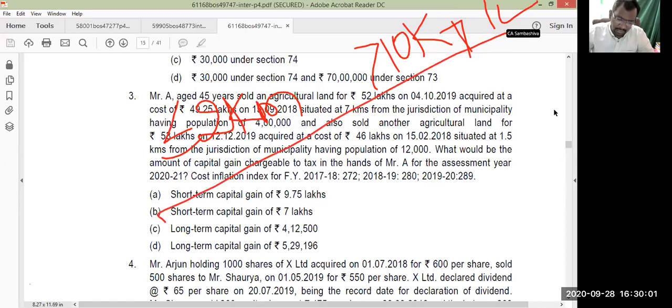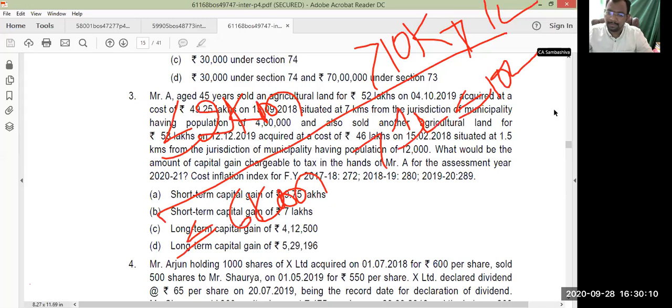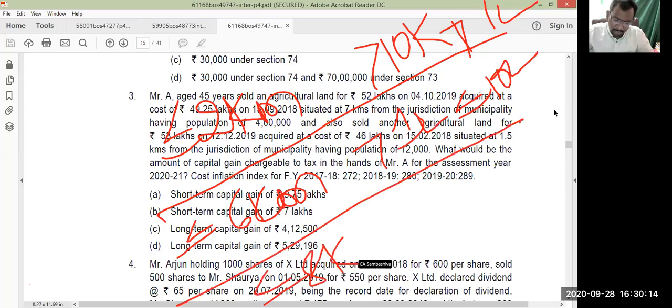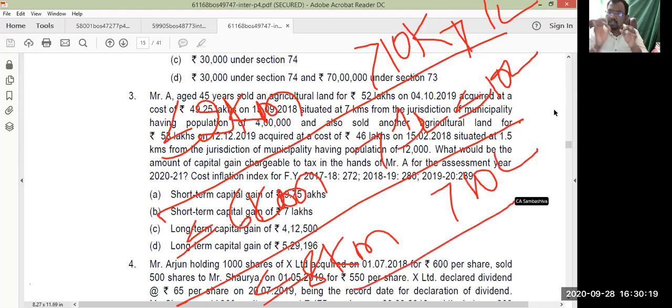If the distance is less than or equal to 6 kilometers, the population should exceed 1 lakh, but it should be less than or equal to 10 lakhs. If it is less than or equal to 8 kilometers, the population should exceed 10 lakhs. Then only it is to be treated as a specified area. If it is a specified area, any agricultural land situating in that area should be treated as a capital asset. If any of these two conditions are not satisfied, it is not a specified area.